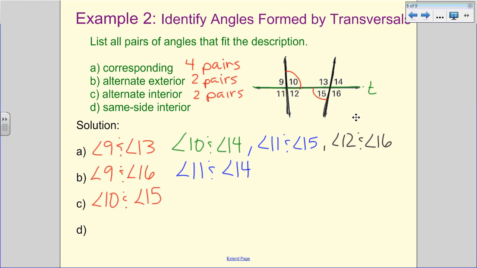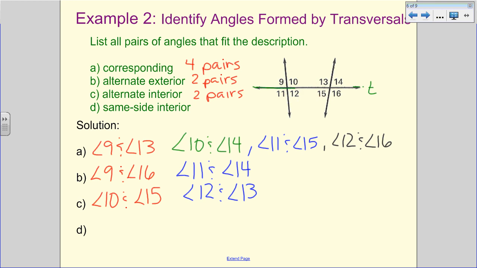So below the line is angle 15. Angle 12 is my next one. I need to be on the interior, so 15 and 13 are the only ones inside the line, and I need to be above instead of below. So angle 12 and angle 13 are my alternate interior angles. Let's erase.